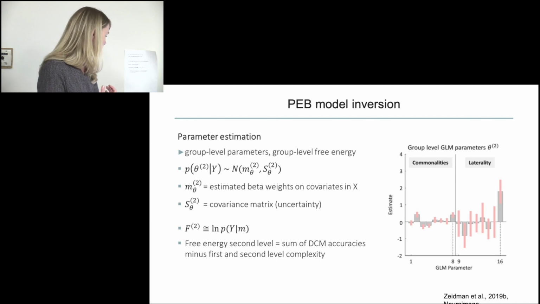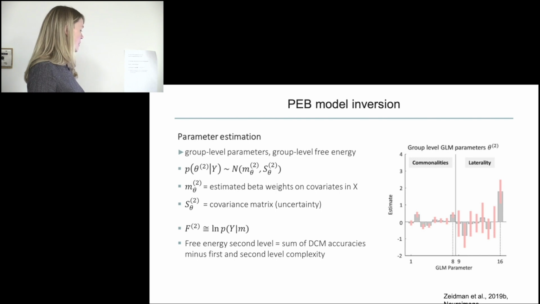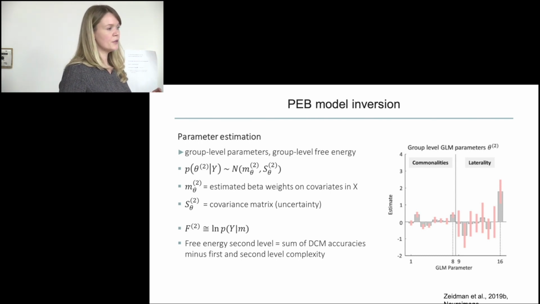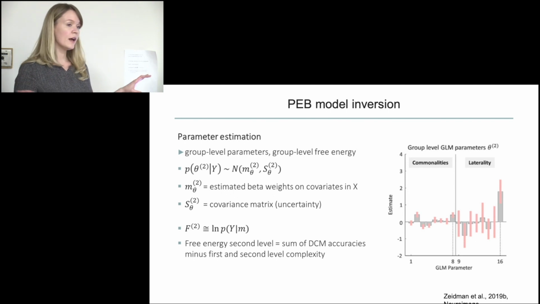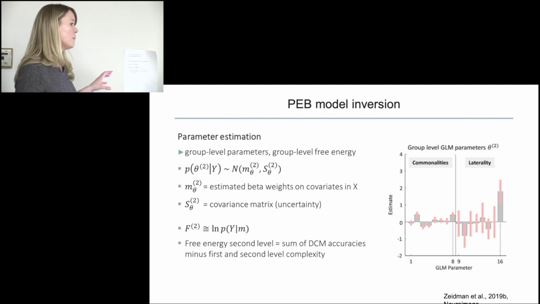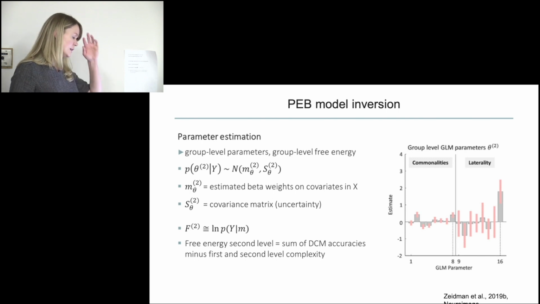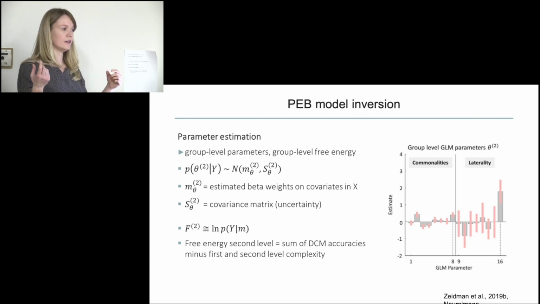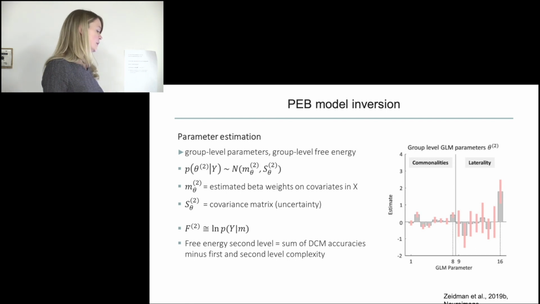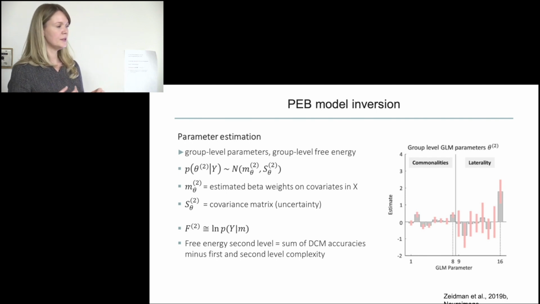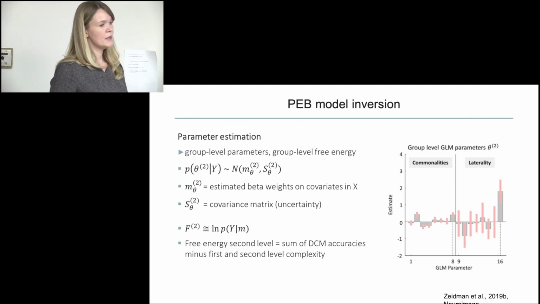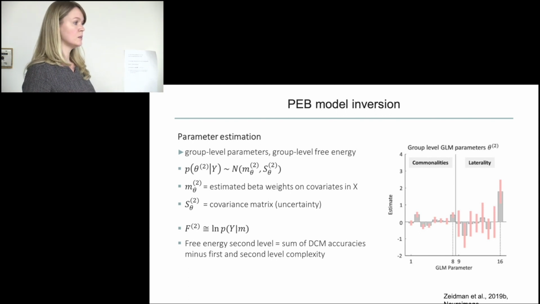We estimate our models, called model inversion. And this gives you two things. It gives you the group level parameters for your second level, and also gives you a measure of the group level free energy. The free energy on the group level is a little bit different because it takes into account all the accuracies on the subject level, but the complexity from the first and the second level, and has some combined factor of the hierarchical model. And you can feed in, as you will see for the hyperscaling data, different types of design matrices and compare which is the best one for your data.